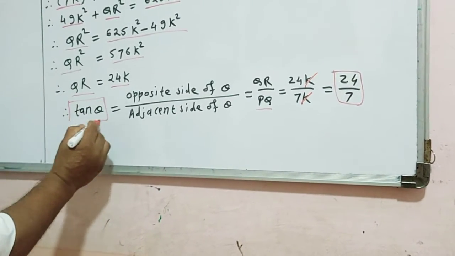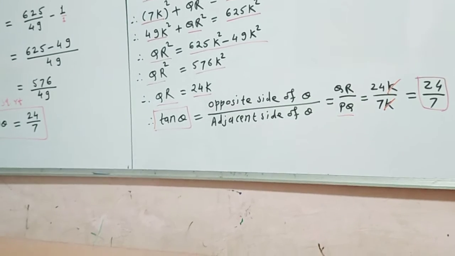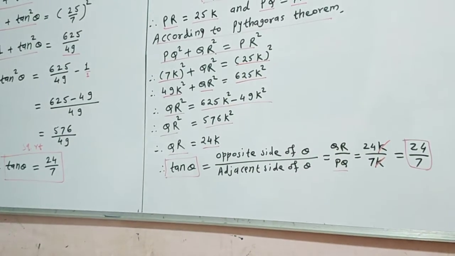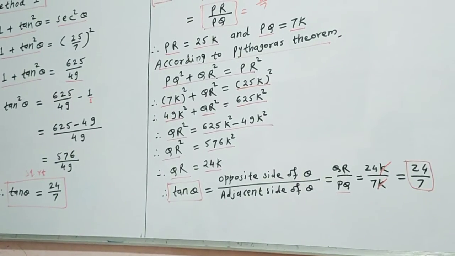Now see, both values are the same. Tan theta is 24 upon 7. So we can use any one method to find the ratios. Write these two methods in your Maths 2 notebook.